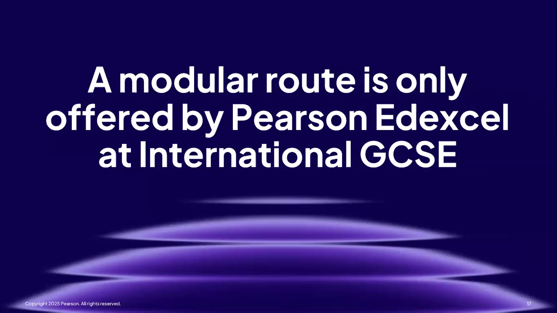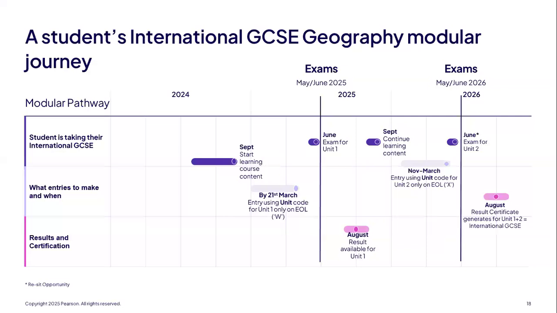So a modular route is only offered by Pearson. Now this is an example of how you may move through a modular route in geography, but it is exactly the same for biology. You're taking an international GCSE. You start in September learning the course content. Entries for the following June have to be made by the 21st of March.